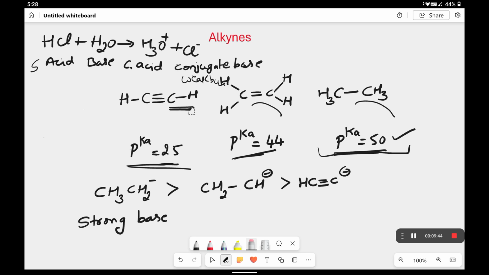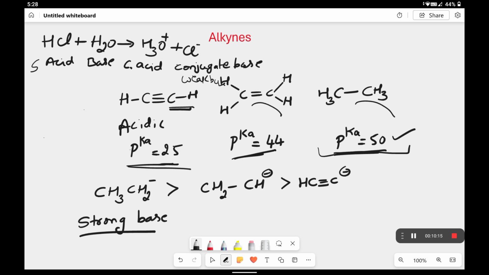Here it is acidic in nature. After donation of a proton, it becomes a very weak base. What about ethane? In ethane it is very difficult to remove a proton, which is why it is very weakly acidic in nature. But after removing a proton, it becomes a stronger base.